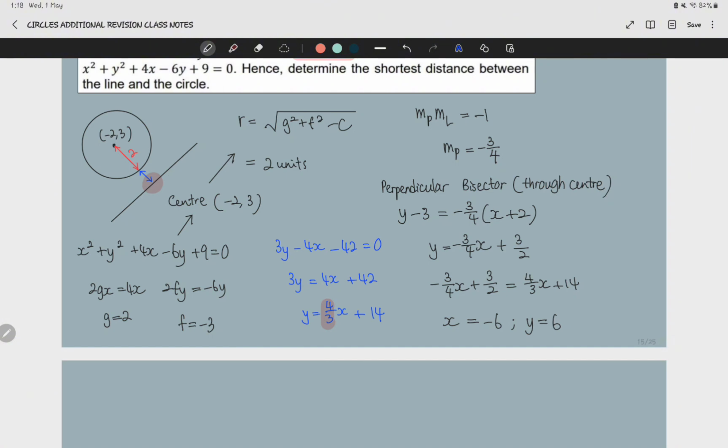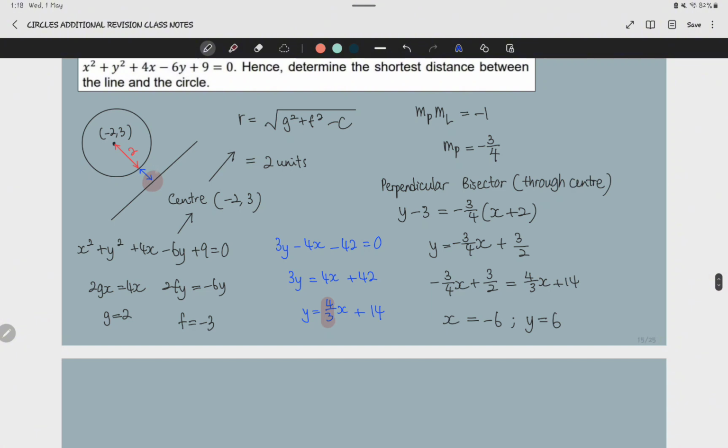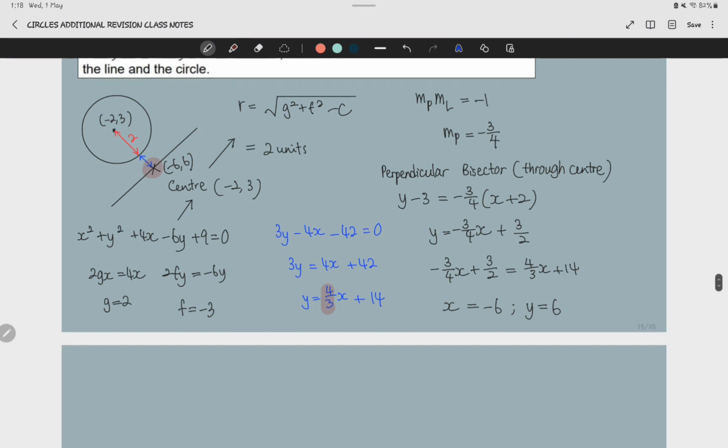Okay, so now you have your x and your y. Okay, your x and your y, then you can solve it. That is your intersection point. It means at this red color dot here, this point is negative 6, 6. So you can find the distance from negative 6, 6 to negative 2, 3, which is the center.